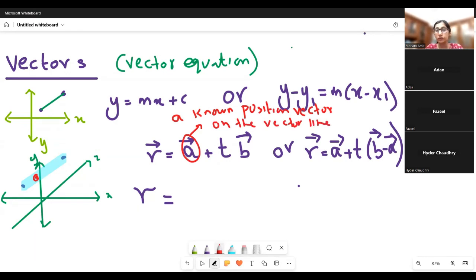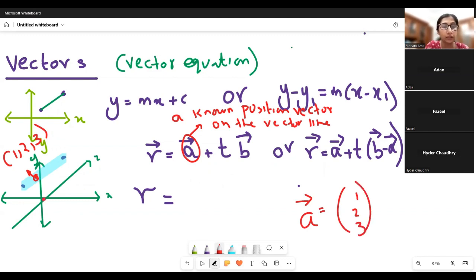Now why did I say position vector? If this is a known point, let's say it has coordinates 1, 2, 3, then your A is going to be 1, 2, 3. You'll actually be stating the position vector from O to A. So that's why I wrote a known position vector, because we write it as a column vector and not as a point.